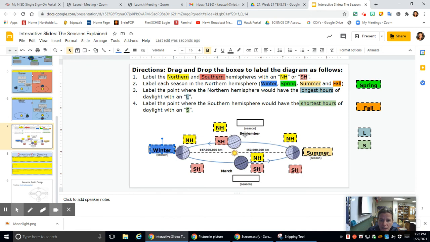Now we can do our equinoxes. Here it's telling us it's September, so we can go backwards this way: winter, spring, summer, fall. So I'll go ahead and grab spring and fall. Okay, so I knew my seasons in order: winter, spring, summer, fall.